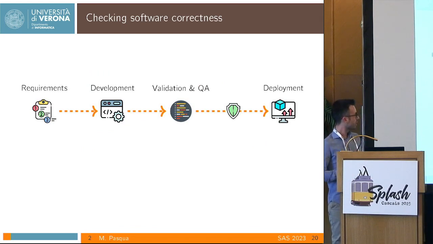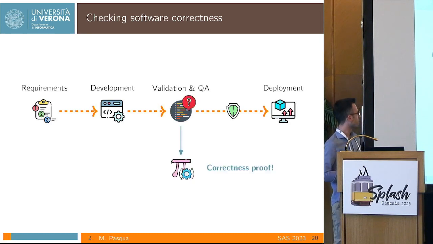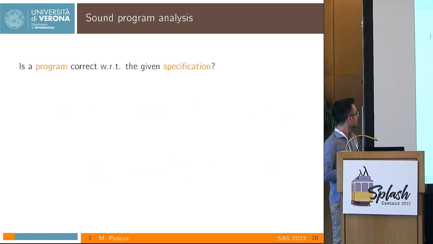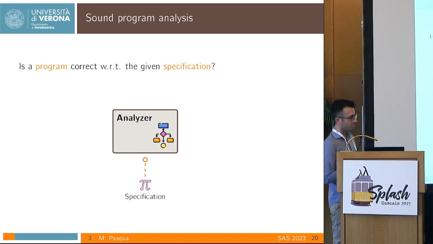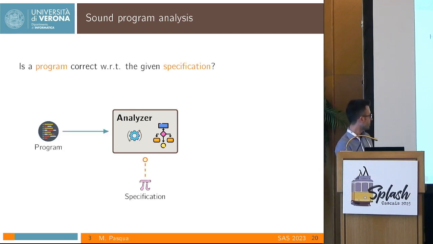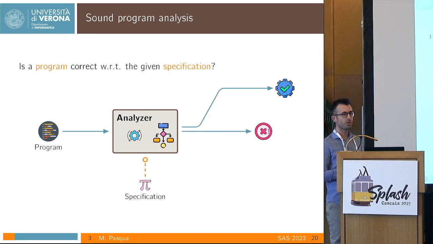And of course, we want to check the correctness of programs as early as possible, hopefully before production. For instance, we can use testing to check the correctness of programs, but in safety-critical applications, we want something more. We want correctness proof. So we want to distill a mathematical proof that says that our program is correct. And so in program analysis, we want to build an analyzer that takes a specification that basically says what it means to be correct, and takes a program, does some computation, and outputs yes, the program is correct, or no, the program is not correct.